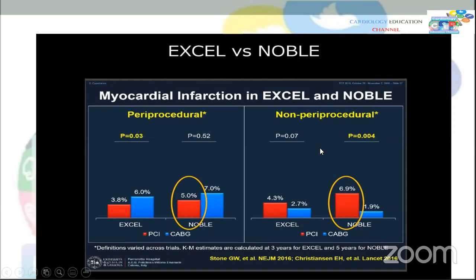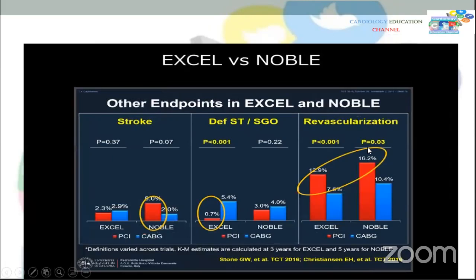And the non-periprocedural MI, which is not related to the procedure, was 4.3 versus 2.7, non-significant in the Excel, versus 7 versus 2%, highly significant in the Noble. The other endpoints, the stroke, for example, 2.3 versus 2.9 in the Excel, 5 versus 2 in the Noble, very high in the PCI, higher than the CABG. This is very strange, to have a patient that did a PCI and gets a stroke higher than the patient that did a CABG. And here we get something related to the stent, the definite stent thrombosis. What happened? Here with using the Xience stent, it was 0.7%. Using the biolimus stent, it was 3%.